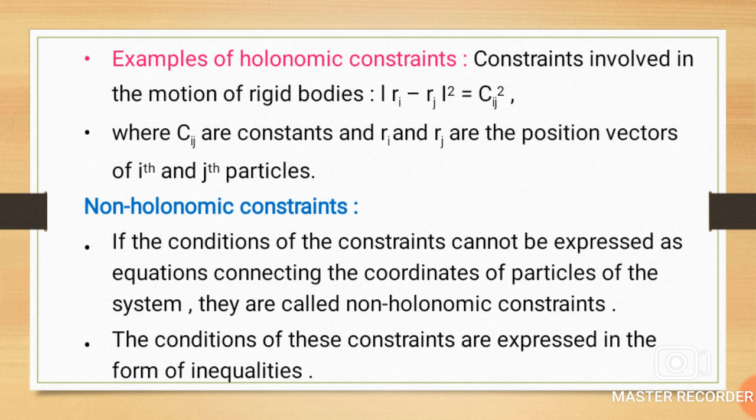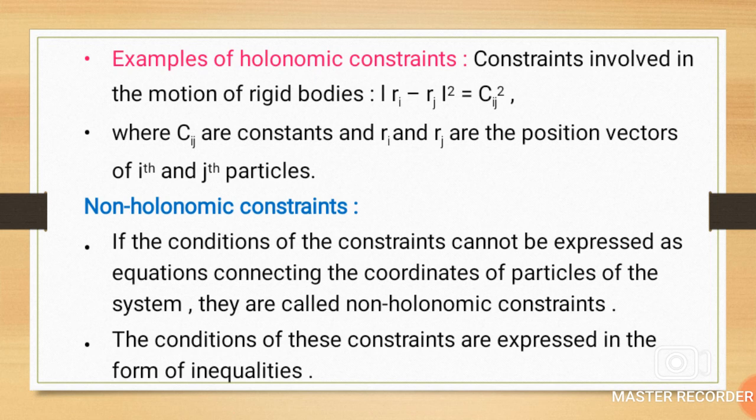An example of a holonomic constraint is the constraints involved in the motion of rigid bodies, that is, |Ri minus Rj| squared is equal to Cij squared. We already discussed the rigid body in our previous video. In a rigid body there are different particles, and the distance between these particles remains unchanged. So this system can be expressed in the form of the equation |Ri minus Rj| squared is equal to Cij squared.